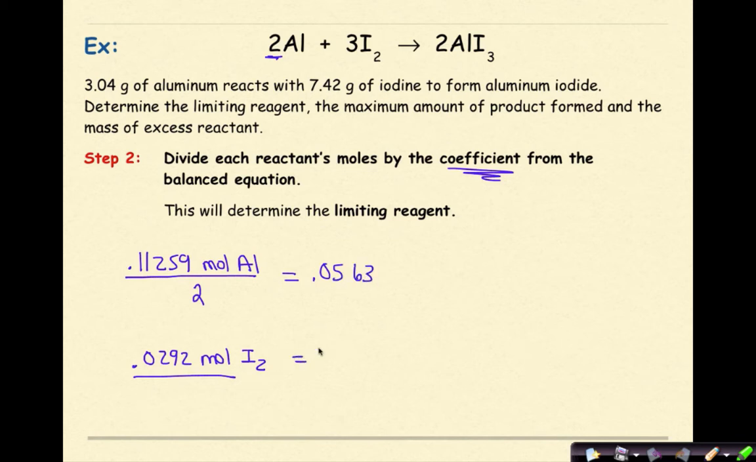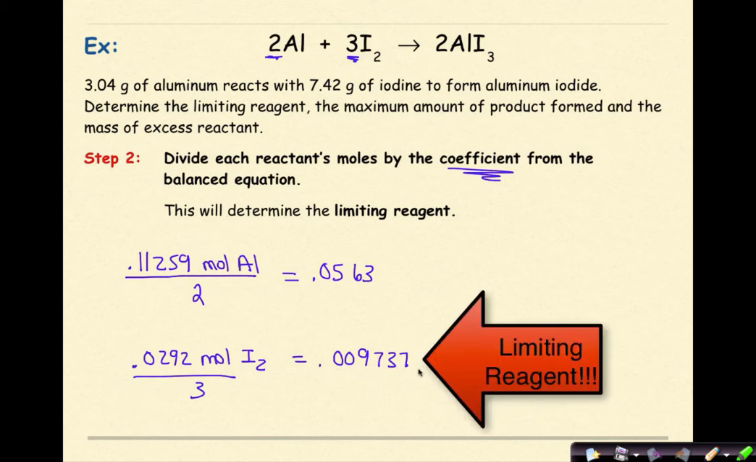If I divide that out, I'm going to get 0.0563. No units. This is helping us to determine the limiting reagent. Do not worry about units. I'm going to now take my moles of I2. The coefficient in front of the I2 is 3. So if I take 0.0292 divided by 3, I'm going to get 0.009737. Now, the limiting reagent is the smaller of these two numbers. So if we look at iodine, we notice that this is a smaller number. So this is my limiting reagent, and I'm going to refer back to this over and over again in this problem.